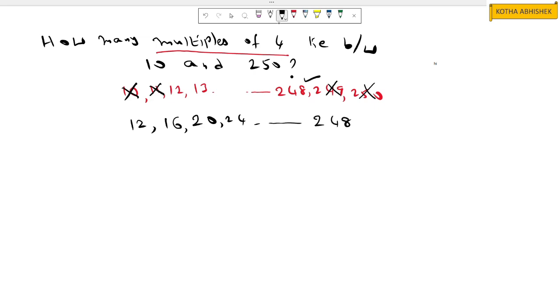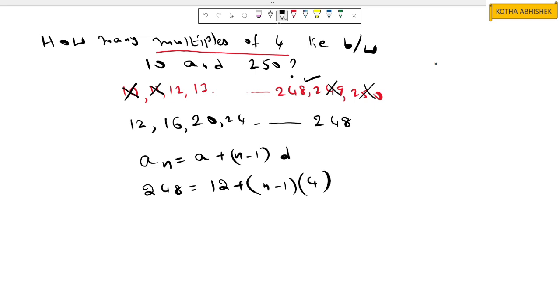Now the first number is there, the last number is there, and we can find the common difference. So we need to find out how many multiples there are. Let us write the nth term formula of arithmetic progression. An equals a plus n minus 1 into d. An, the last number 248, equals a, the first number 12, plus n minus 1, where n we need to find out, into d, the common difference. Here it is speaking about multiples of 4, so definitely d will be 4.